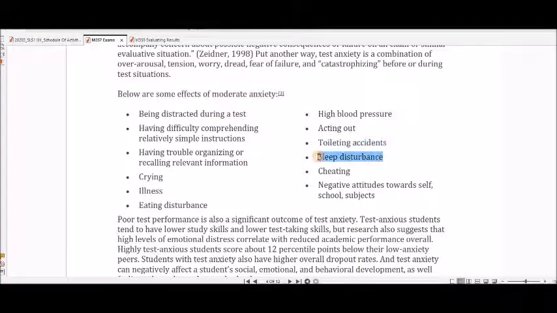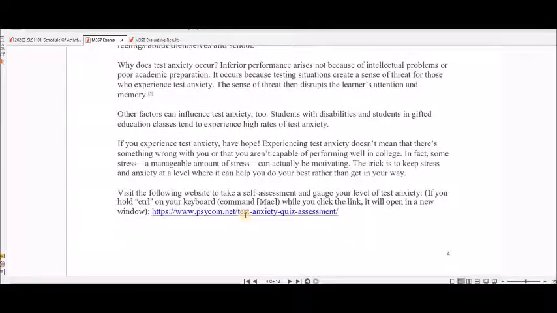Disturbances in your sleep: big test coming up, you're so concerned that you can't sleep. That has a very negative effect. It can lead to cheating. Test anxiety leads to cheating, and that's just very bad. I tell you this: there is never any good reason to cheat. Every time you cheat, it's based on various things, such as you didn't prepare yourself very well, or you're suffering from this test anxiety. And ultimately, it can lead you to have negative attitudes towards yourself, your school, and your subjects. Okay, so why does it occur?